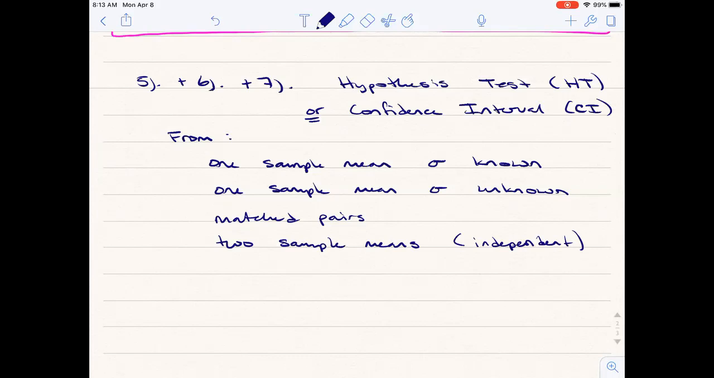Okay. So there's 3 of those questions, right? From those 4 types, only a confidence interval or a hypothesis test, and it'll be clear which one to do, right? Mostly because a confidence interval will say, make a confidence interval. Right? So you'll know.